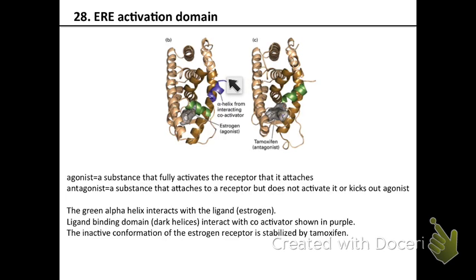When tamoxifen is bound here, this alpha helix no longer is capable of interacting in the same way. The tamoxifen structure is such that it does not allow this green helix to interact. And what this green helix does in its conformation is it actually prevents this alpha helix from the receptor from interacting with the transcription coactivator. So when the protein is now bound to tamoxifen, it's not going to have any interaction with the coactivator, so it's not going to be able to activate transcription. Does that make sense? All right.